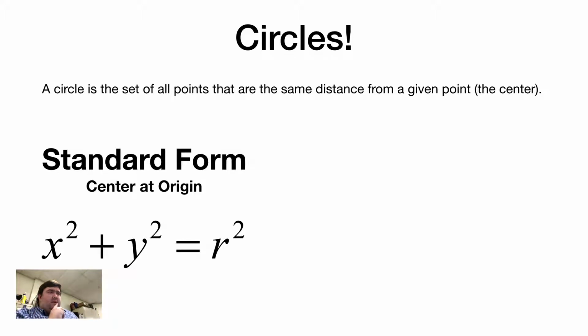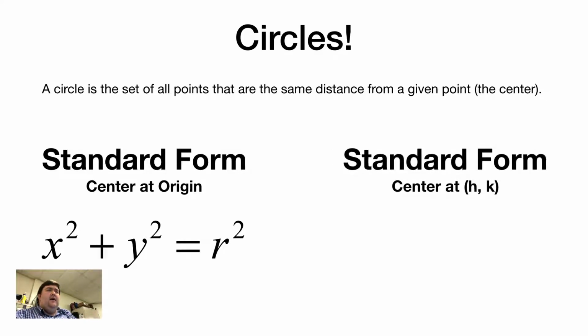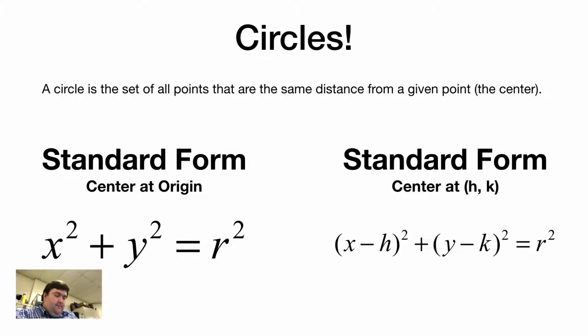If this looks familiar, it's because it's actually a variation on the Pythagorean theorem, because we can use the Pythagorean theorem from the center to any point to find what the radius would be. Now, standard form whenever it's anywhere but the origin, so whenever it's at h, k, is this version: x minus h squared plus y minus k squared equals r squared. If you notice, this one is very similar to the distance formula that you learned a while back.